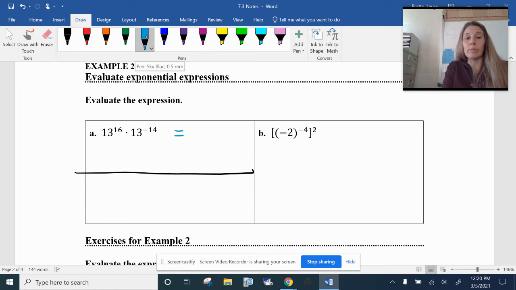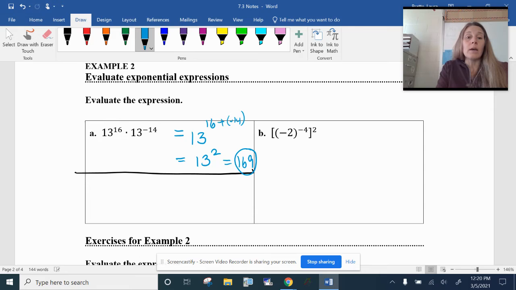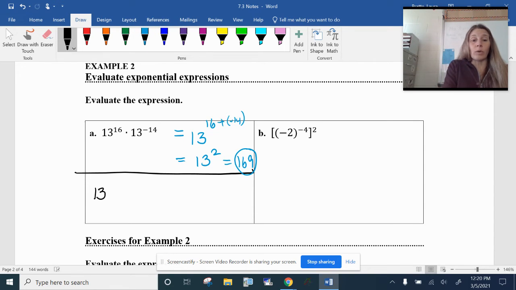So 16 plus negative 14. And that would, of course, just equal 13 to the second power, which then, of course, works out to be 169. Now, the other option for this, so that would be totally fine if you did it that way.